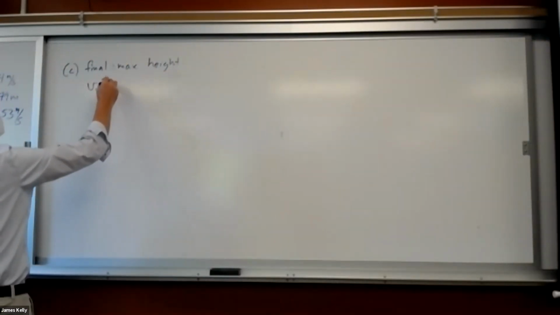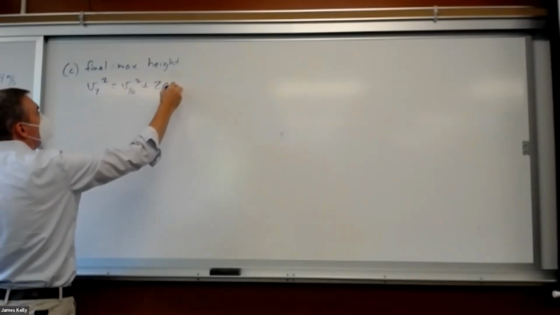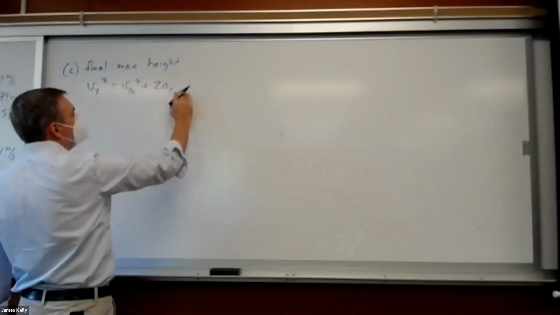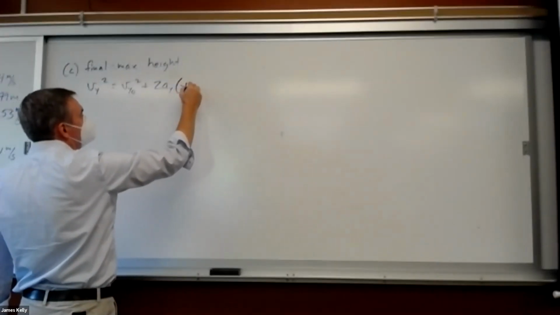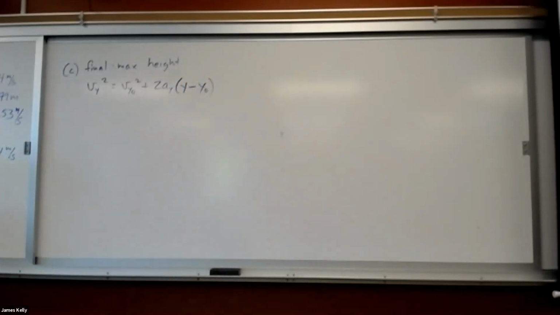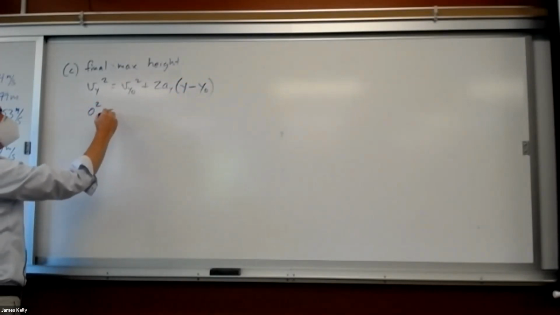Vy final squared equals Vy initial squared plus 2ay delta y, and it's that delta y in between initial and final. Well, in this case, we want to know the height above the ground, so maybe it's best to write this as y minus y initial. What we want is y final. That would be the height above the ground in my coordinate system. What's Vy final? It's 0 for my new final.